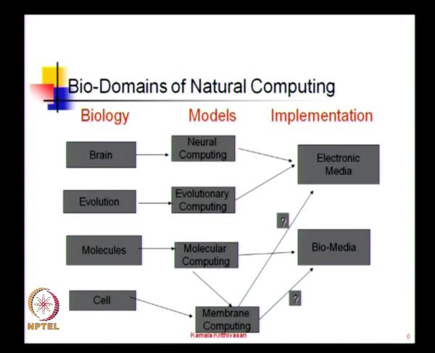Under this comes neural computing. You know that nowadays neural networks play a very important role in the field of computer science, and they have come into existence because of the simulation of the brain. In neural computing, you try to simulate the way the brain works, and the neural networks are implemented with the electronic silicon computer. So, the implementation is through the electronic media.